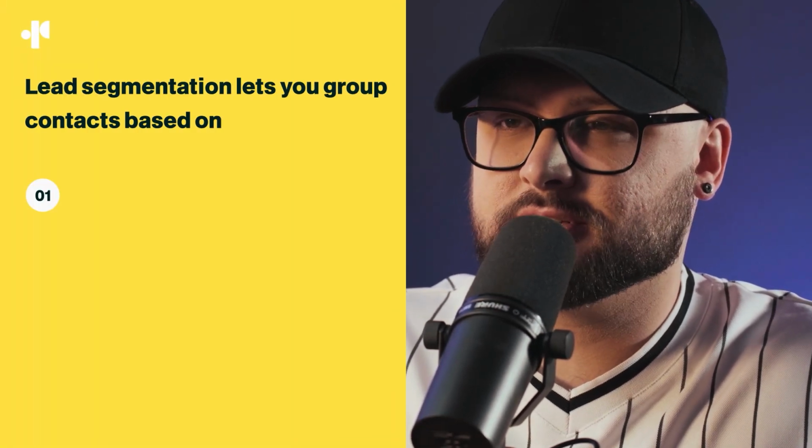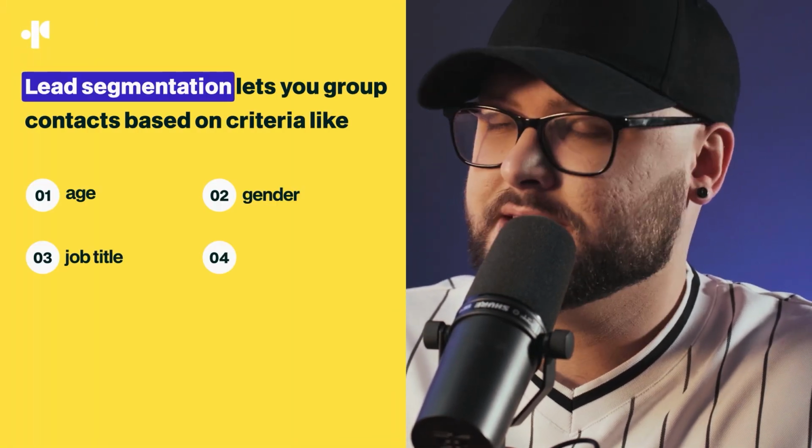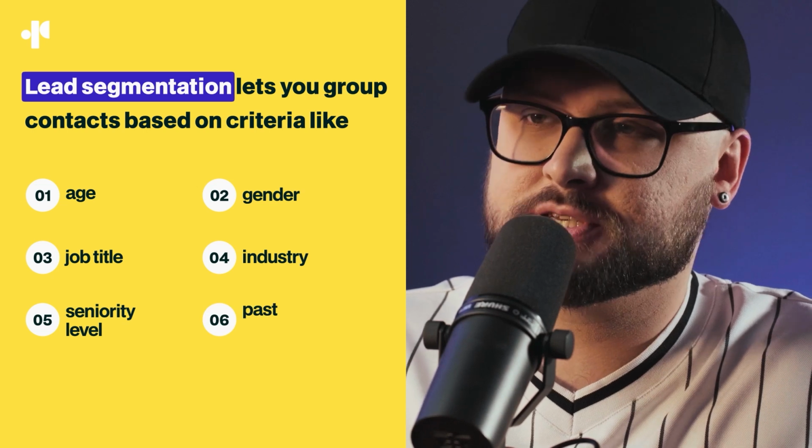Step 3, do lead segmentation. Sending personalized cold emails to a few tens of leads is practical, but if you're emailing hundreds or thousands of leads, individual email personalization isn't gonna work. What you can do though is segment your lead contact list. Lead segmentation lets you group contacts based on criteria like age, gender, job title, industry, seniority level, past purchases, buyer intent, or geographical location.